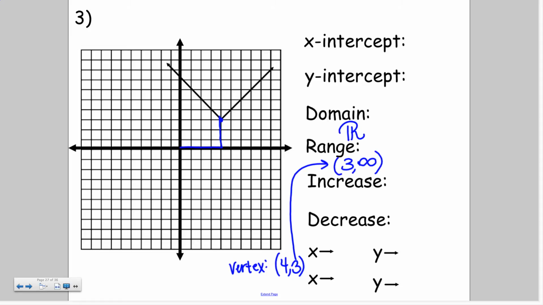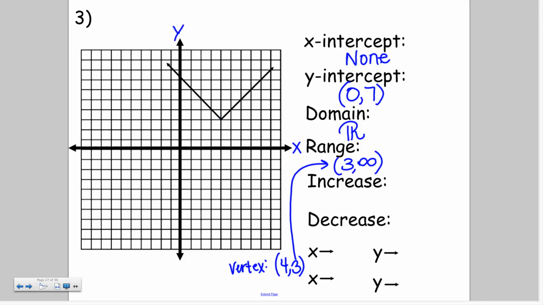Now, if I look at this, do I intersect the y or the x-axis? Remember, this is x, this is y. Now, I do not, so I have none for my x-intercept. My y-intercept, I'm crossing the y-axis about right there somewhere. So 1, 2, 3, 4, 5, 6, 7. So 0, 7. Okay? All right.